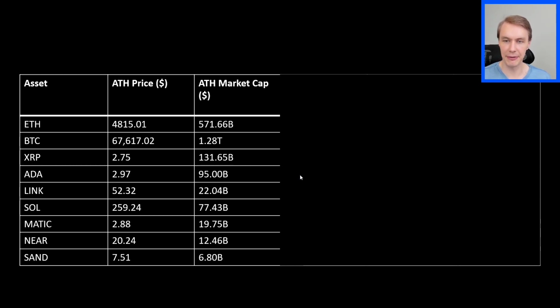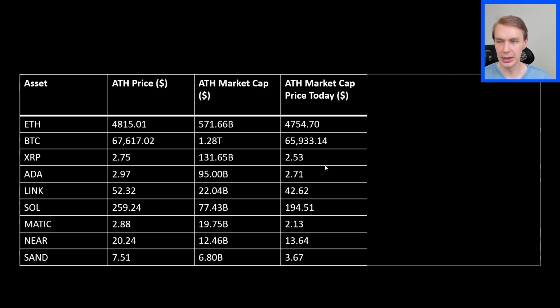But now let's take things a step further. We know these are the all-time high values, the market cap for the asset at the time of its all-time high. But what happens if we had this market cap today, at the current circulating supply for all these different assets? Let's say Link suddenly had its market cap from before, 22.4 billion instead of the 3.07 we were just talking about. What would its price be if that happened?